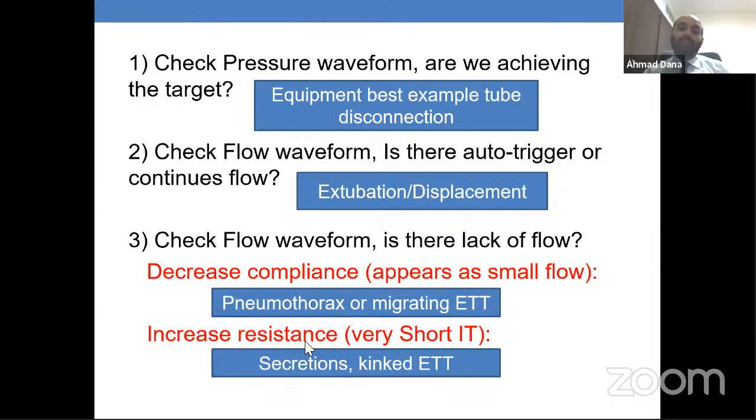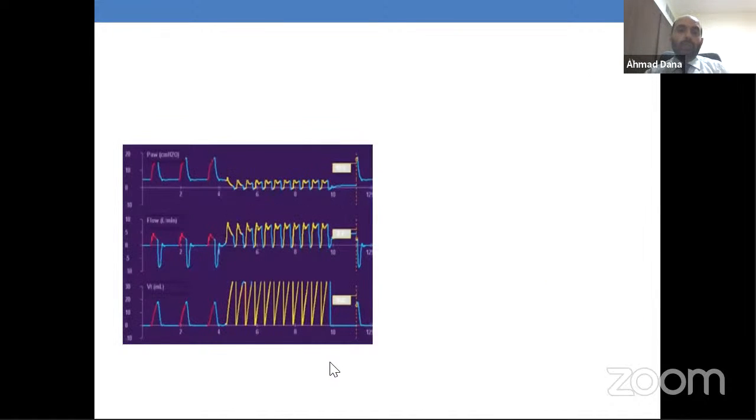Or there is increased resistance. With increased resistance, you will have a very short expiratory time. So the expiration is going and not coming. You see a very short expiratory time. How come? It was initially proper. So this means that either a kinked ET tube or thick secretions are blocking the ET tube. So let us give examples.